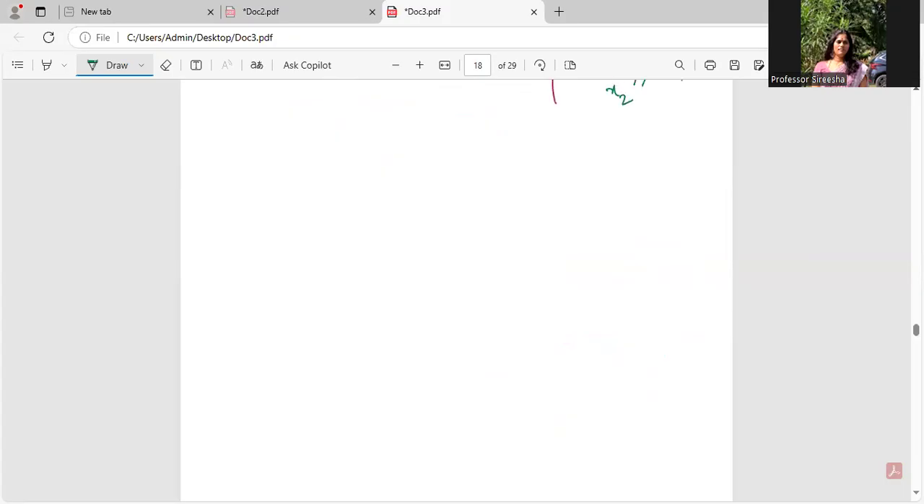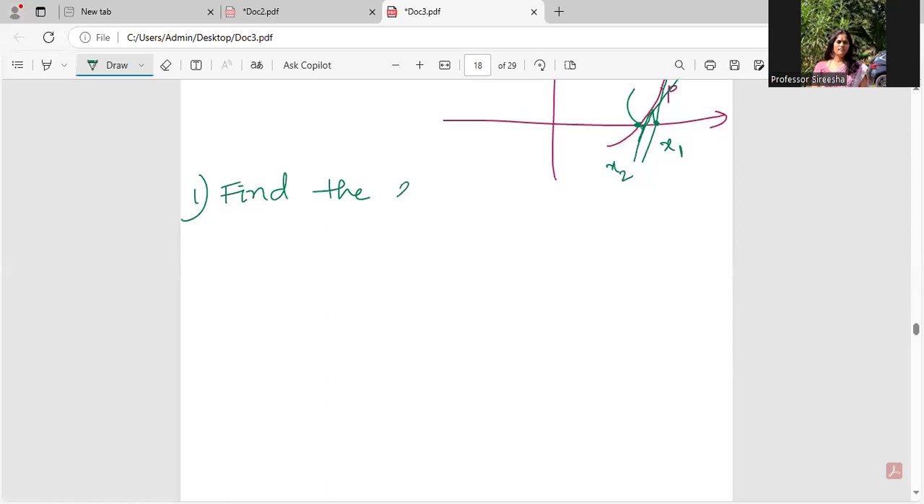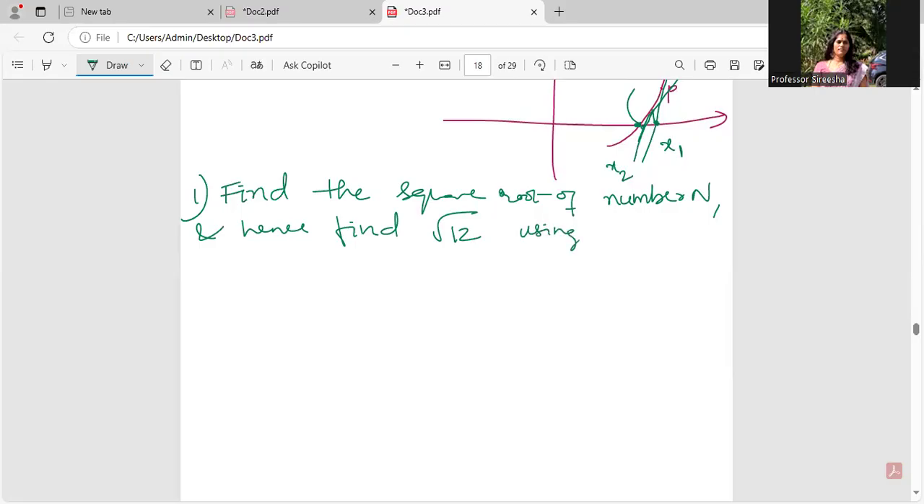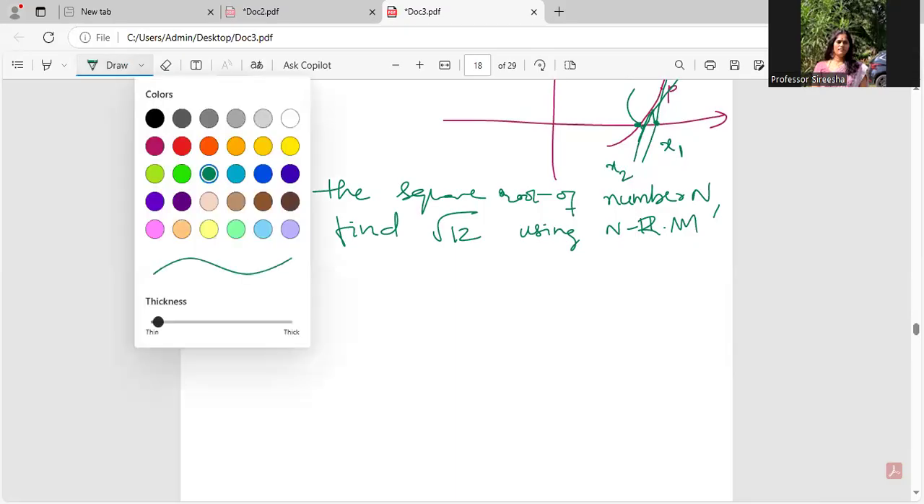Okay, now coming to a different problem on Newton-Raphson method, you can be asked questions like this: find the square root of a number n, and hence find root of 12 or something, randomly something. Find root of 12 using Newton-Raphson method, not using a calculator, by the way. Okay, what do I do? NRM method. What do I do?